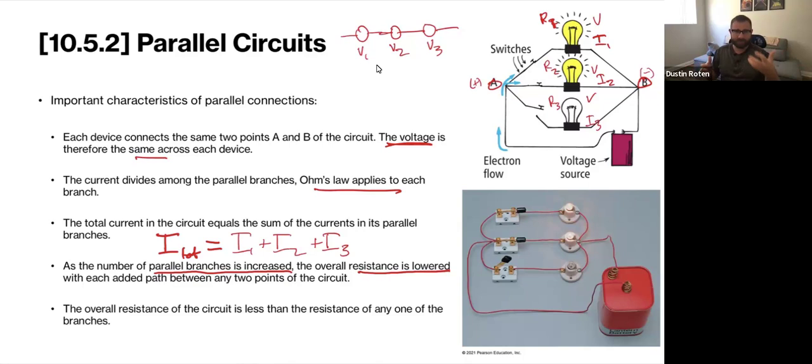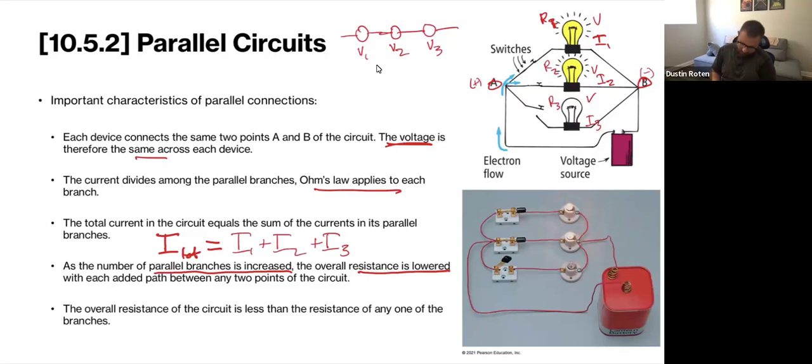So the overall resistance of the circuit is less than any one particular branch, right? So if you have a really big resistance on one branch, it doesn't matter. You've got all this current spread out over so many more. The resistance overall is going to drop drastically. So it's just the idea of sort of convenience for electrons. The more convenient it is for them to flow, the less resistance they're going to have. So if you had 100 paths, it would be so easy.